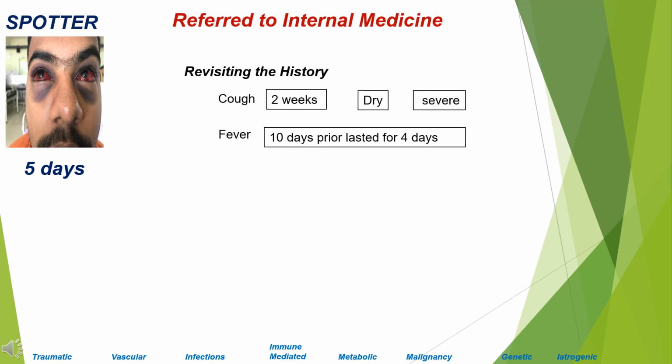Now, as everything was normal, the patient was shifted to the internal medicine department and he revisited the history, which revealed a cough of 2 weeks, which was dry and severe, and the patient revealed a history of fever, which lasted for 4 days, 10 days back.